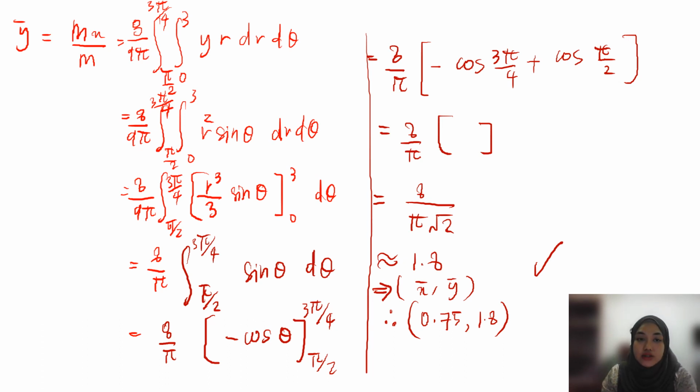So what you need to do is find the x bar and y bar respectively, and then you have to write the coordinate. Don't just leave the answer as 1.8 and then 0.75. If you don't put it in coordinate form, you won't get the marks for that. Okay, so continue for the next past semester paper.